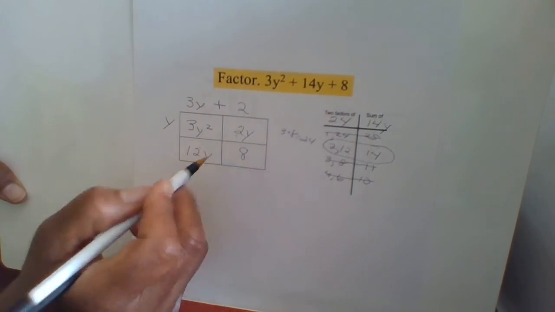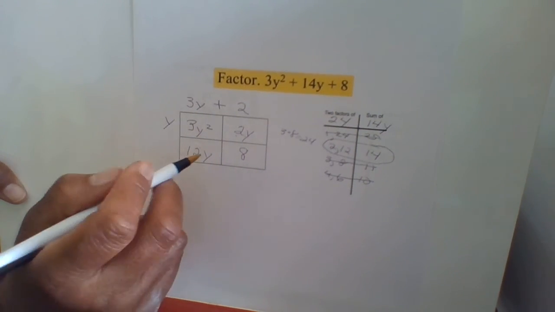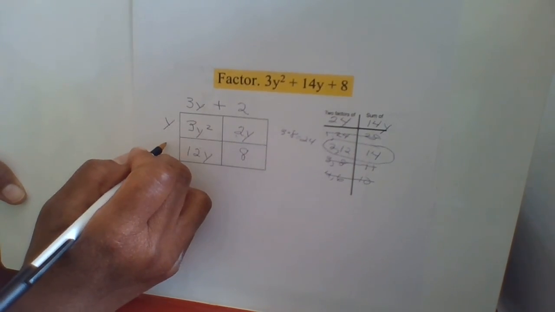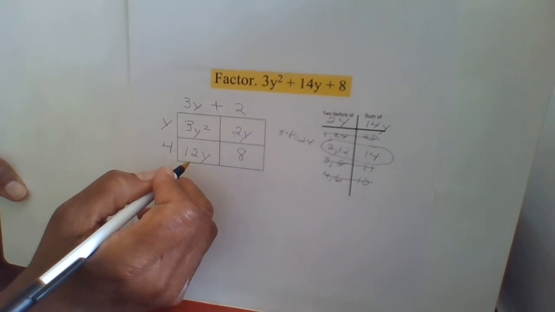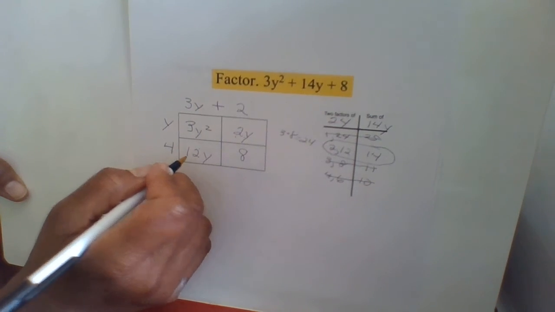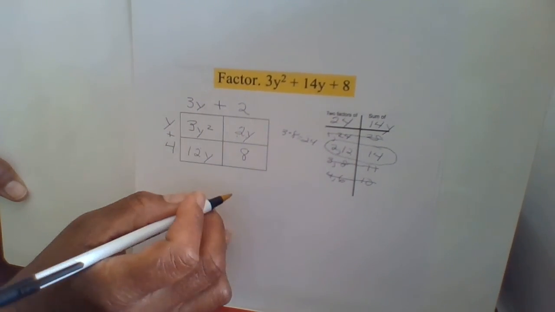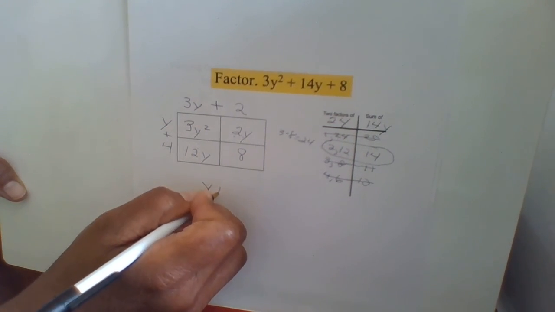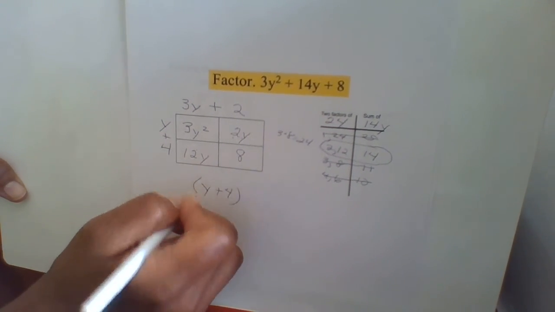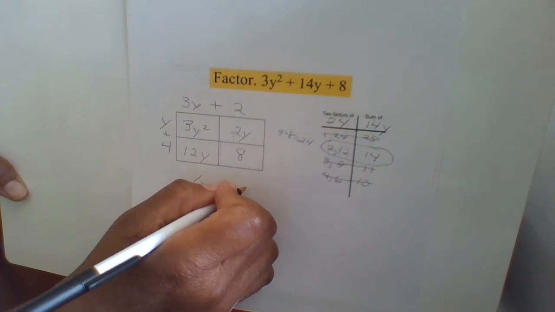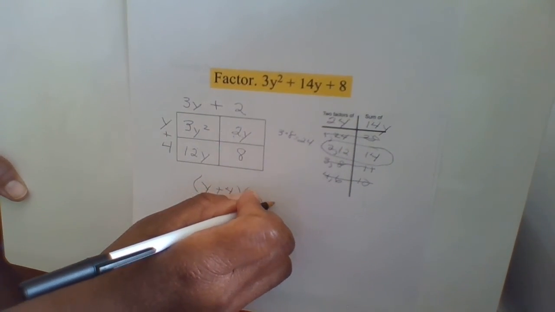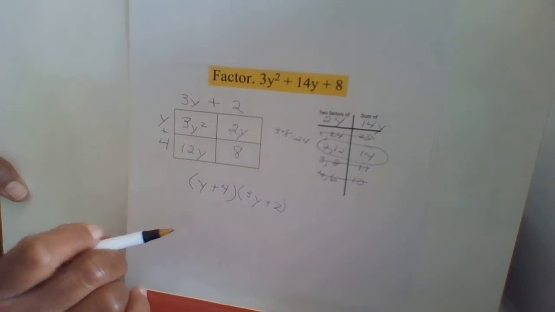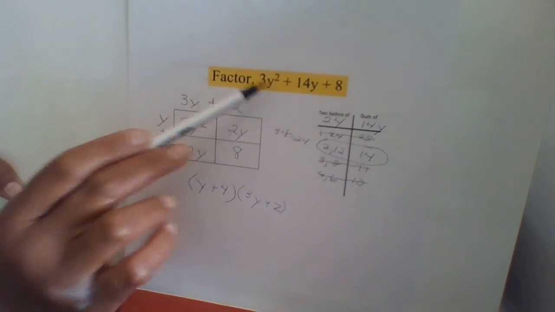What does 12y and 8 have in common? Well, 4 times 3 is 12 and 4 times 2 is 8. So they both have 4 in common. And since 12y is positive, plus will go between the two. So my final answer would end up to be y plus 4 as one of my binomials times 3y plus 2. Be sure to check to make sure you get what you started out with.